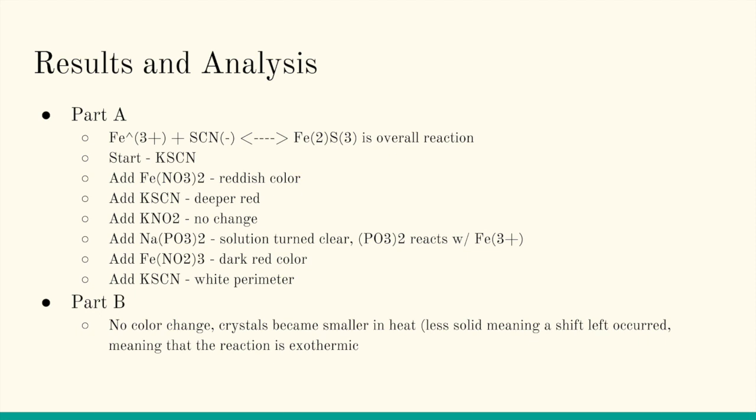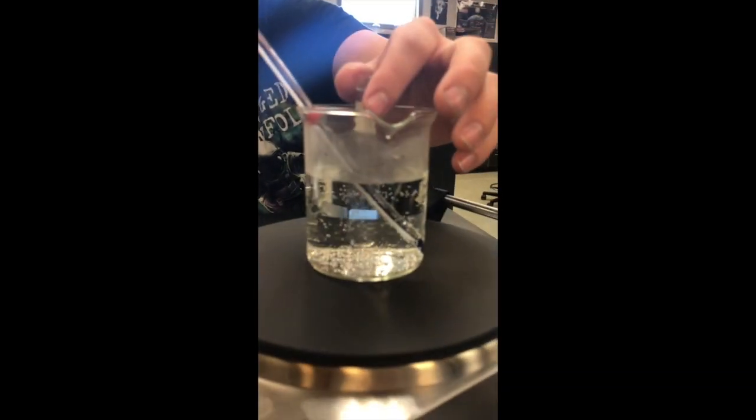In part B, we experienced no color change when we heated or cooled the system, but the crystals became slightly smaller in heat.